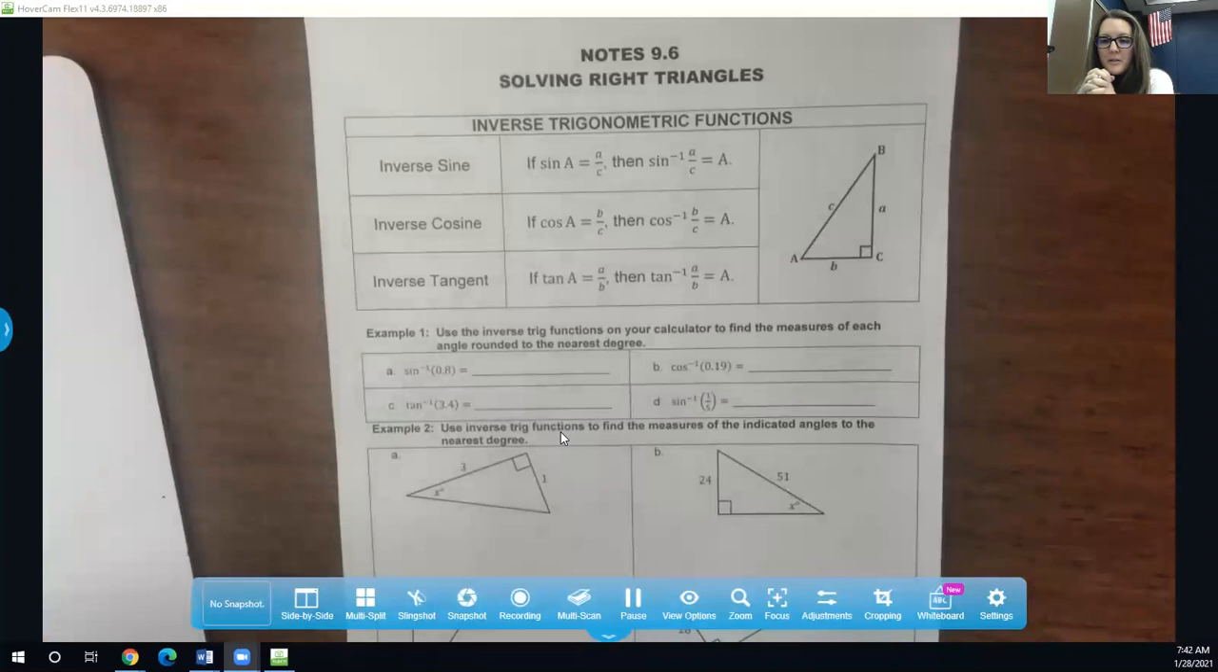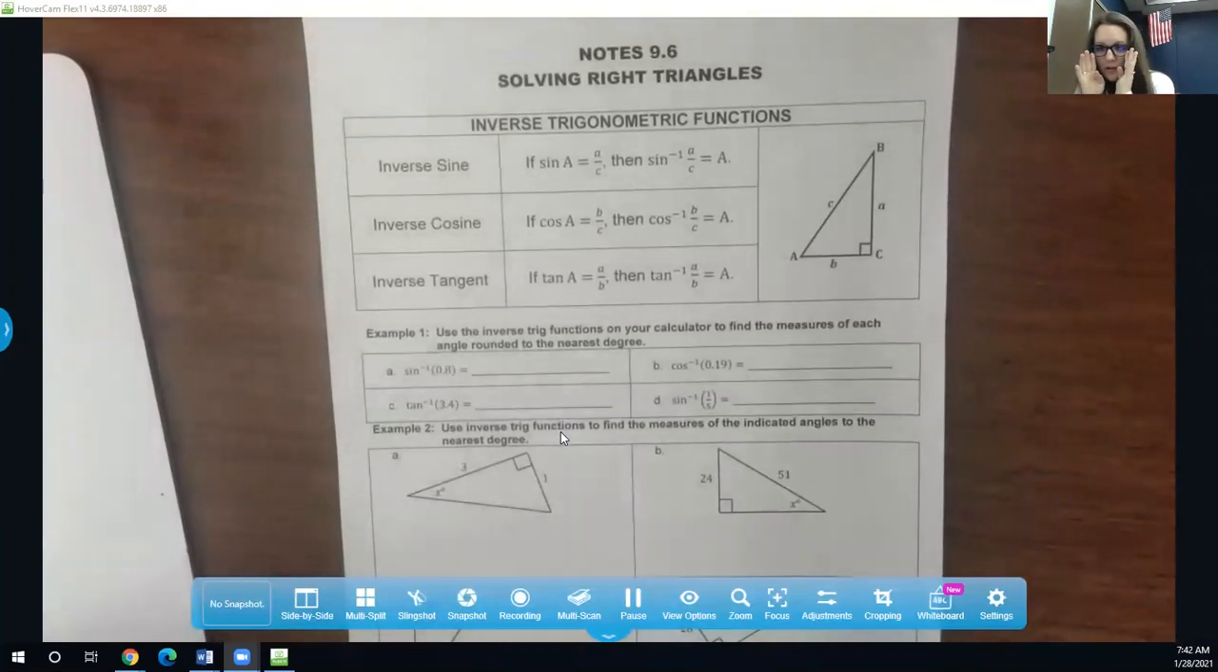Welcome back. Today we're going to be continuing our work with right triangles, specifically looking for angles. We have been looking for sides using our trig functions, and today we're going to be trying to find out what our angles are given two of our sides.